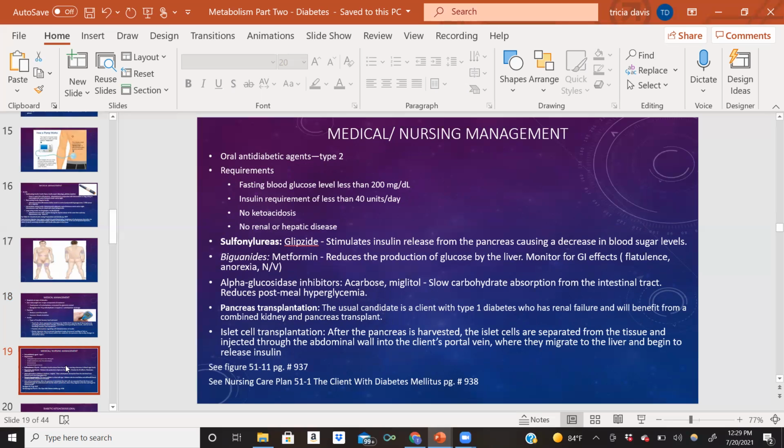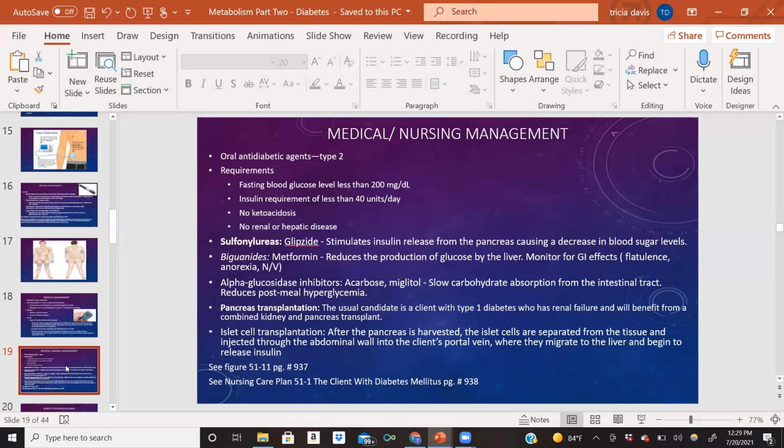So some patients will take oral anti-diabetic agents. This is our type 2 diabetes patients that will be taking these. There are certain requirements to be able to take the oral hyperglycemics versus having to take the insulin. So usually it is for patients that have fasting blood glucose levels less than 200, or their insulin requirement is less than 40 units per day. They cannot have any ketoacidosis or any renal or hepatic disease. So that would be the criteria for being able to take the oral medication.